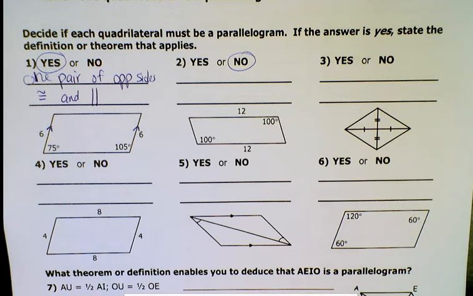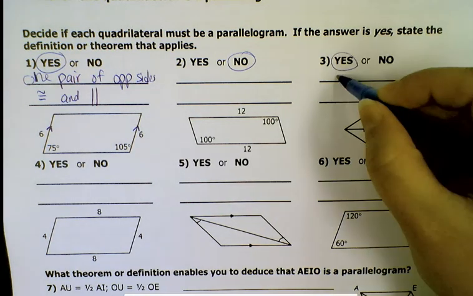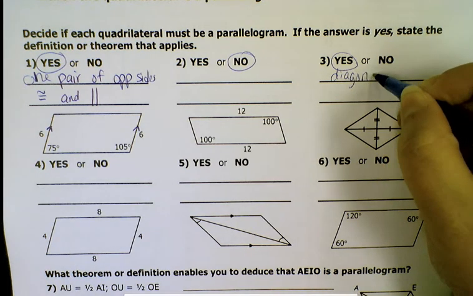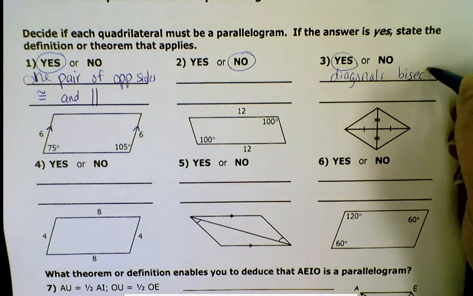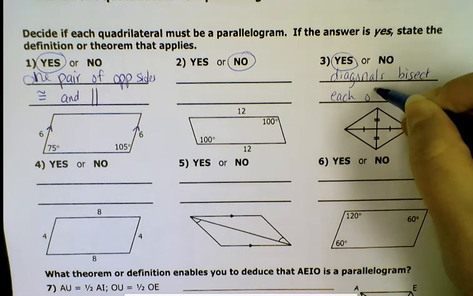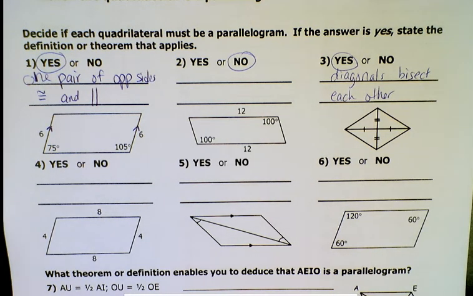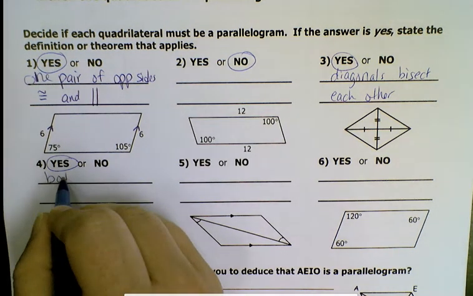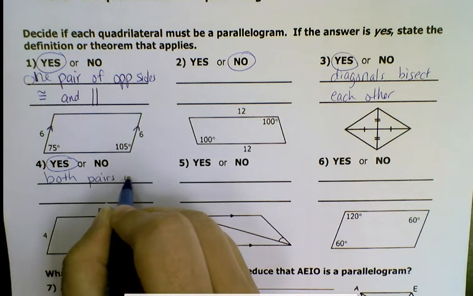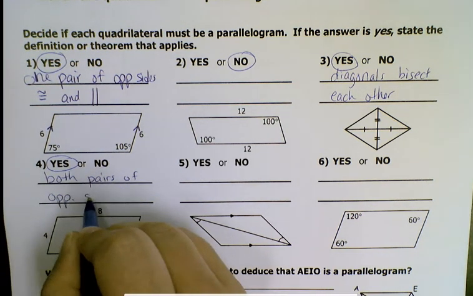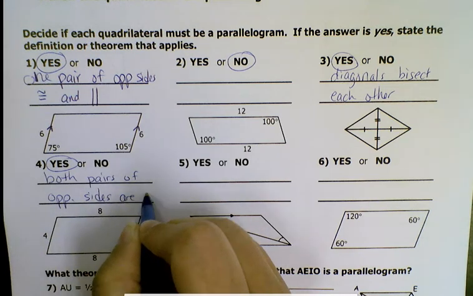For number 3, I see that the 2 diagonals are both bisected based off of the congruent mark. So this is a yes, and that reason is that the diagonals bisect each other. For number 4, this one's pretty easy. We have 2 pairs of opposite sides that are congruent. So that's a yes, because both pairs of opposite sides are congruent.